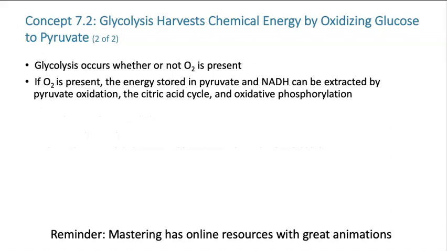So glycolysis occurs even if there's no oxygen around. You're going to have glycolysis. If oxygen is present, the energy from pyruvate and the energy in the NADH is going to be extracted in the process of pyruvate oxidation, the citric acid cycle, and oxidative phosphorylation.